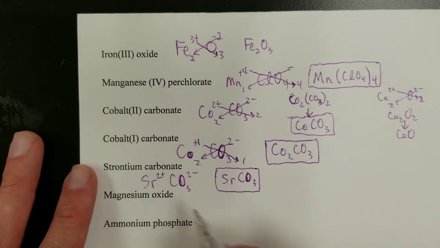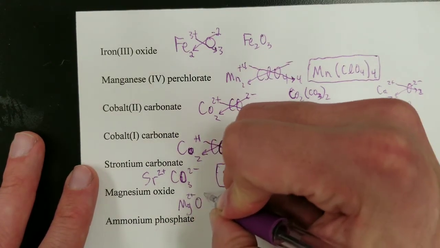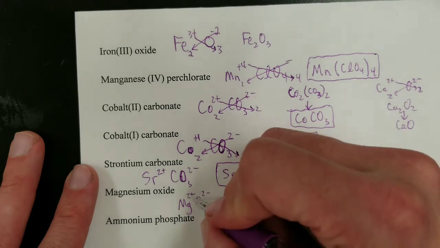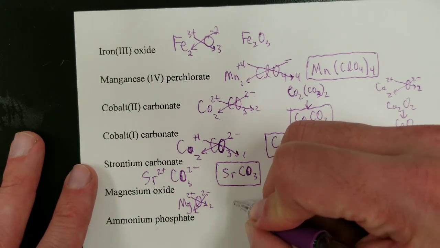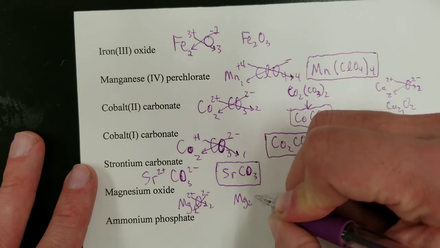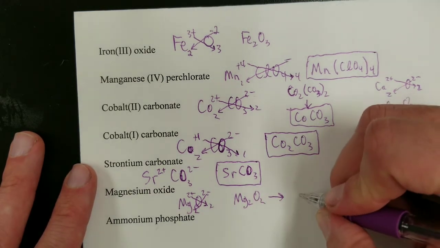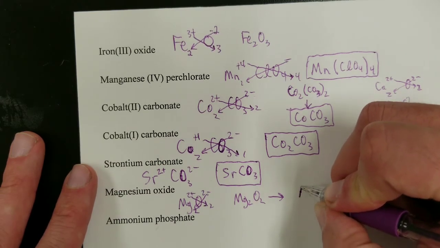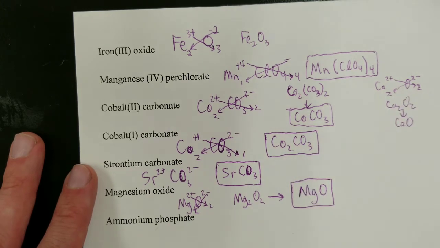Now magnesium oxide, we'll go through the same process there, where you put the 2 down here and the 2 down here. So you start with 2 magnesiums and 2 oxygens, and then you simplify. A 2-to-2 ratio is the same as 1-to-1. And that is your formula for magnesium oxide.